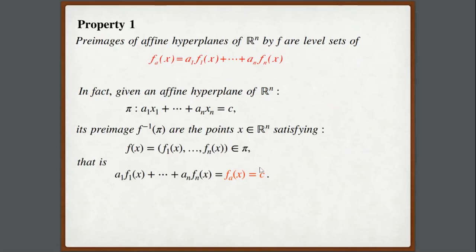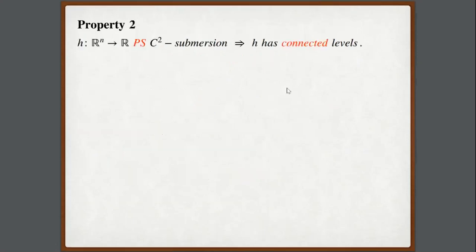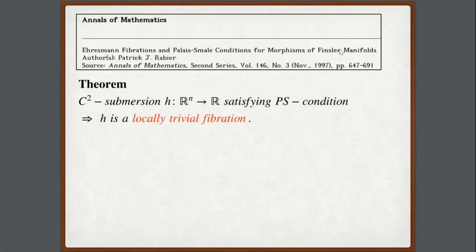Let's see that the PS condition on these functions implies good behavior of the levels of this function, and so good behavior of the pre-image of affine hyperplanes of Rn. Here let's just see, for example, that a PS C2 submersion from Rn to R implies that the submersion has connected levels. I think that there are some ways to see this property. I present you one way, maybe long or stronger, I don't know.